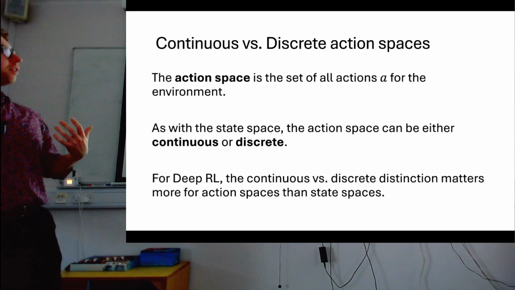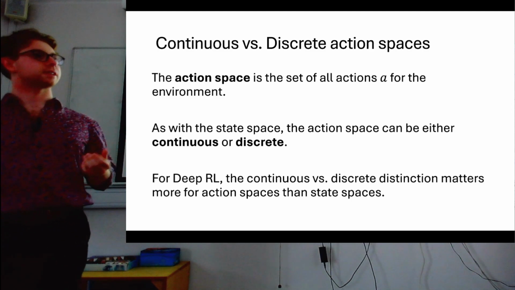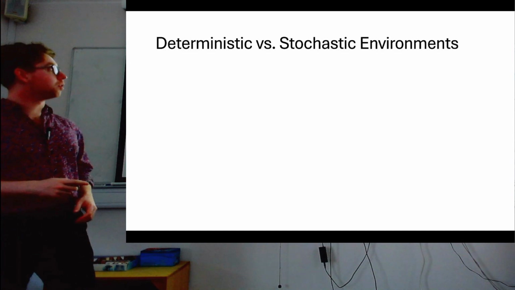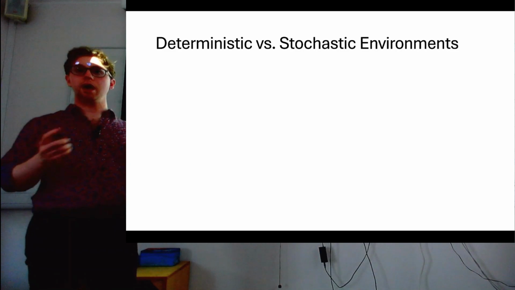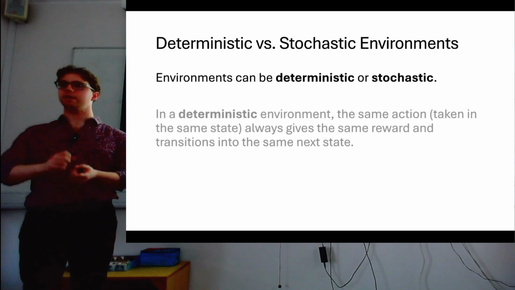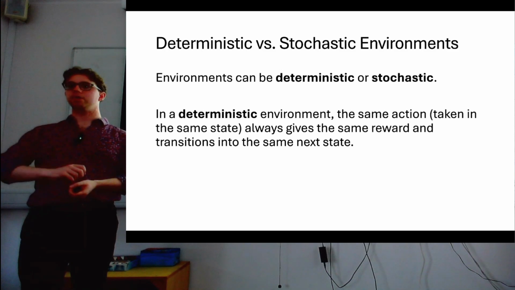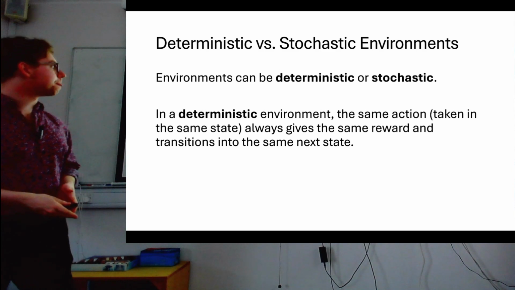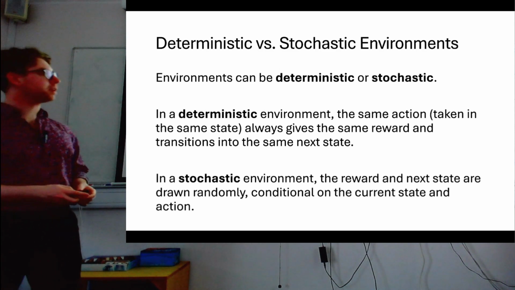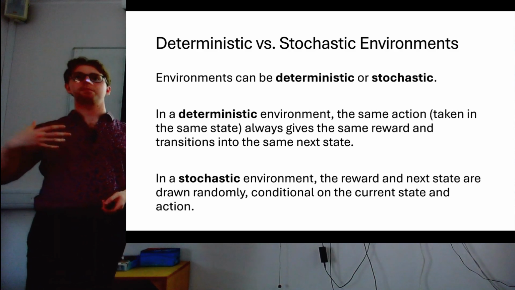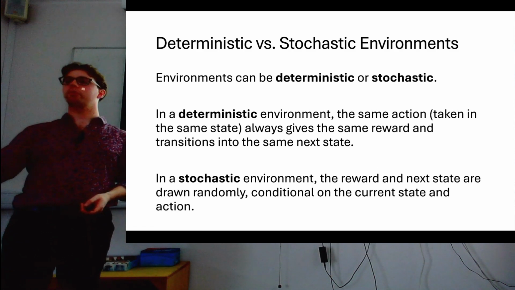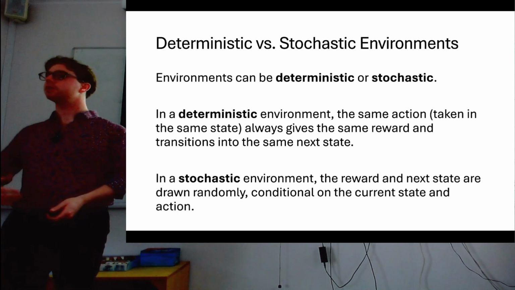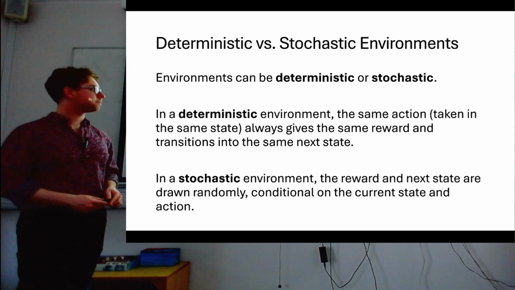And just as we had deterministic and stochastic policies, we also have deterministic and stochastic environments. This means basically the same thing. In a deterministic environment, if you're in the same state and you perform the same action, then you always get the same reward and the same next state, right? Whereas a stochastic environment is described by a distribution over what reward you get and what state you enter into, given that you're in a certain state and you perform a certain action. So there's some randomness there, there's some chance.